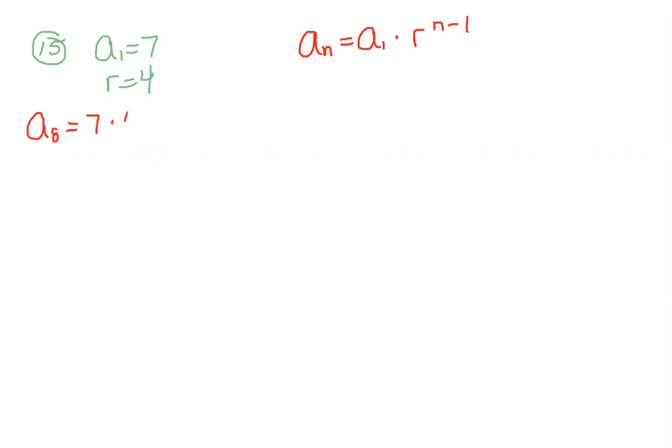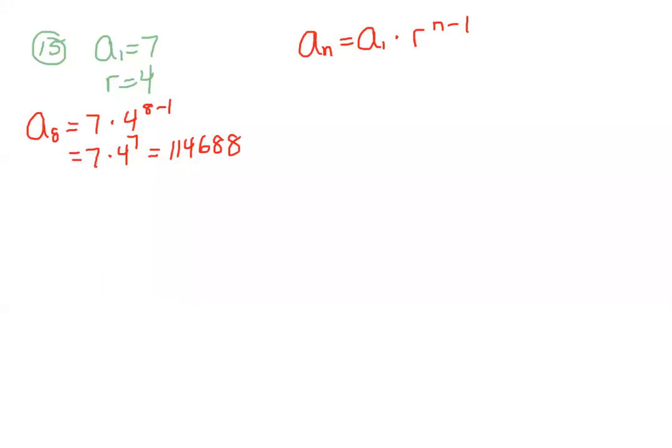What happens? Let's look at number 15. We have A1 is 7 and R is 4. Find A8. Okay, I'm going to put the formula up here so we can remember what it is. So we're going to say A8 is 7 times 4 to the 8 minus 1. Whoa, not 8 minus 7. Which equals 7 times 4 to the 7th, which equals 114,688.